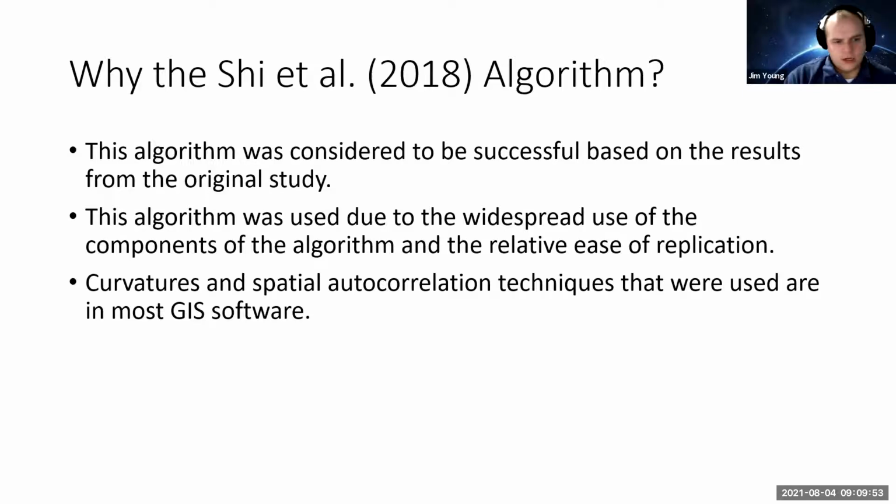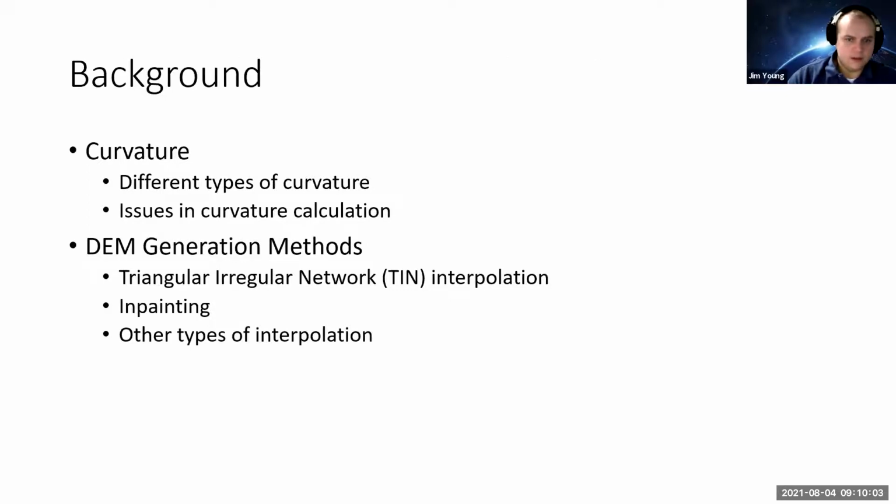And so the curvatures that were employed by the Xie et al. algorithm and the spatial autocorrelation technique are available in most GIS software. So here we're getting the really nitty gritty background of stuff, and we're going to cover different types of curvature and issues in curvature calculation, as well as several interpolation and DEM generation methods.